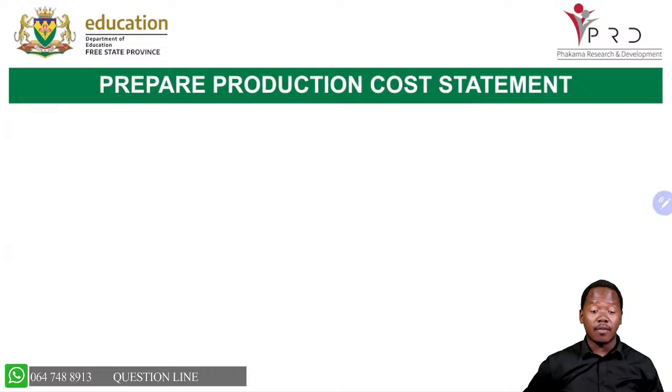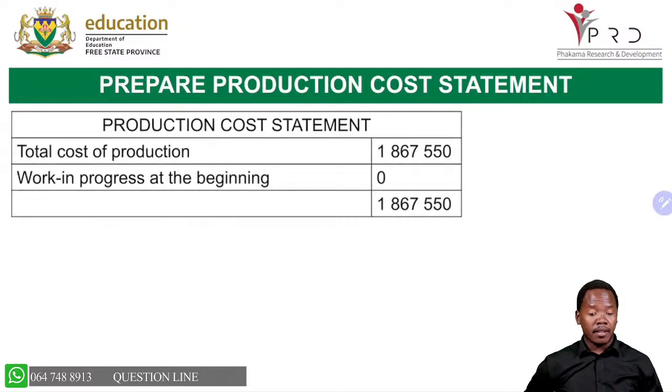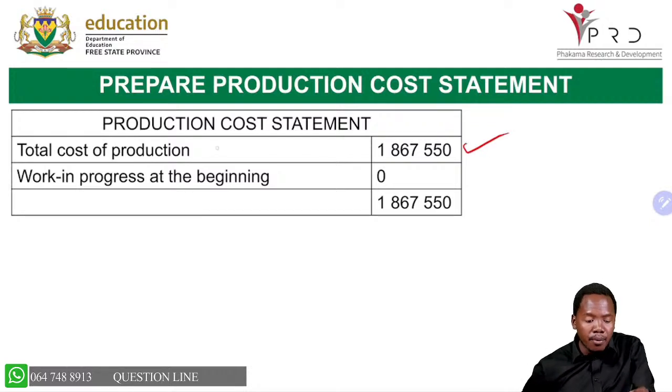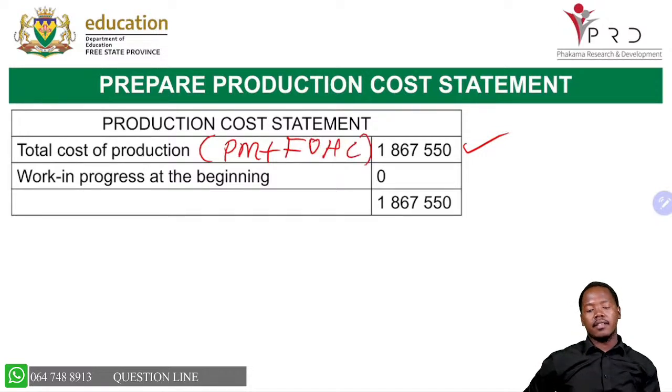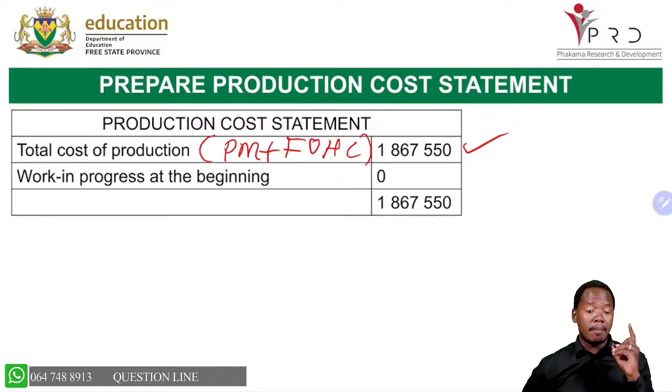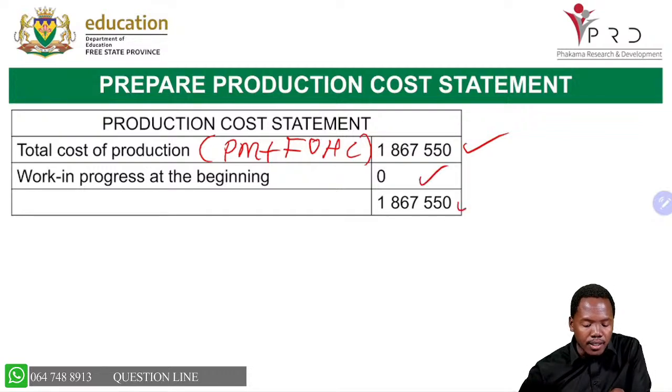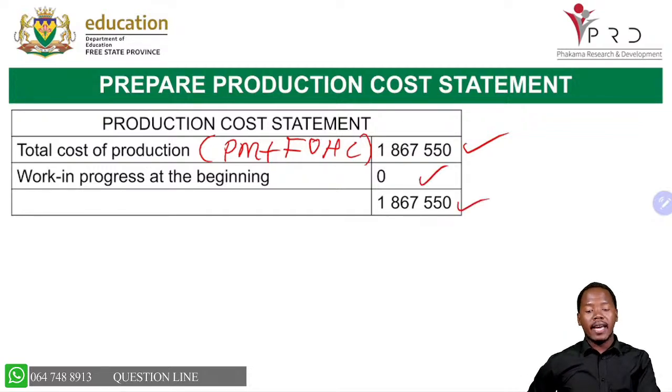Next part of our production cost statement. Now we are on the total cost of production part. Remember the one where we said prime cost plus factory overhead cost. Then we got our total cost of production. If you remember well from our activity, there was no work in progress at the beginning. So we have it as 0. Our total becomes 1,867,550. We do not write anything on this part.